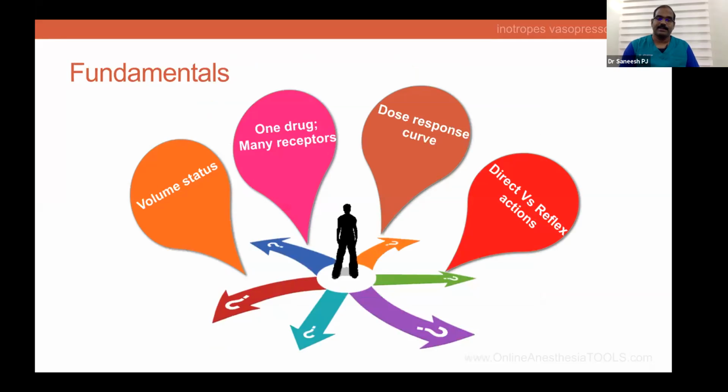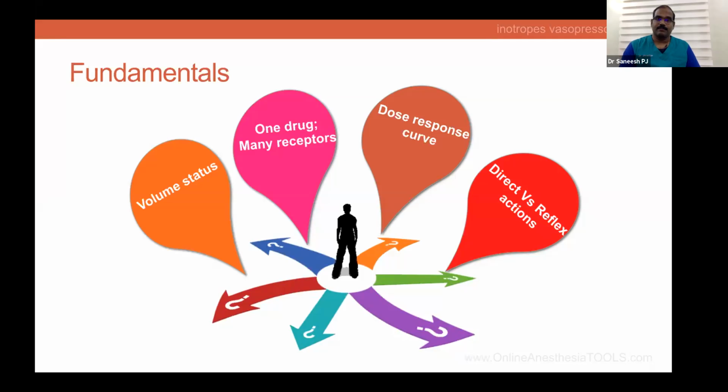Going back to fundamentals again, you should know the volume status. We should know whether the patient is volume depleted, or actually in a case of pulmonary edema and kind of cardiogenic shock, whether we have to diurese the patient and reduce the volume status. And some of the drugs we are using for inotropes, vasopressor, that category, they act on many receptors. For example, dopamine might act on dopamine receptors per se, and of course, catecholamine receptors like alpha or beta receptors.